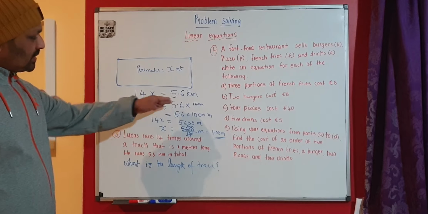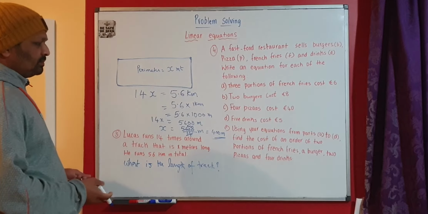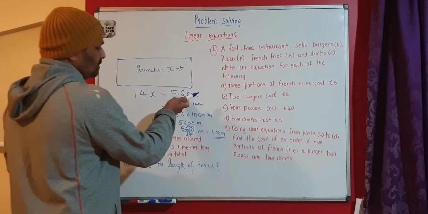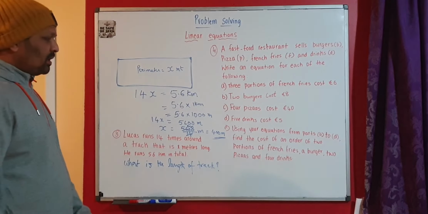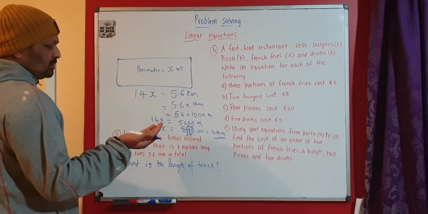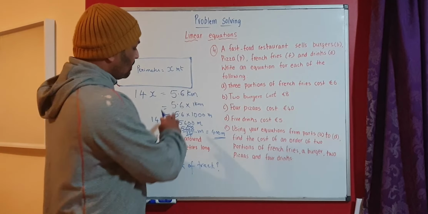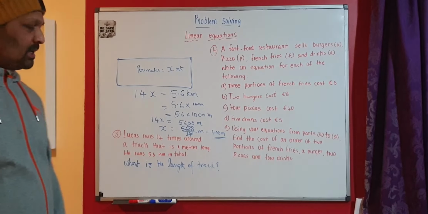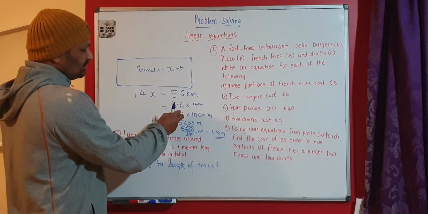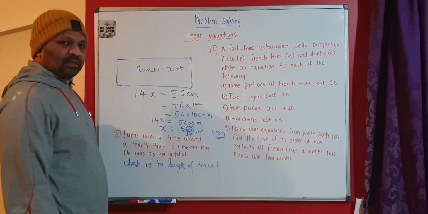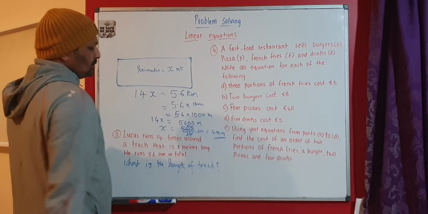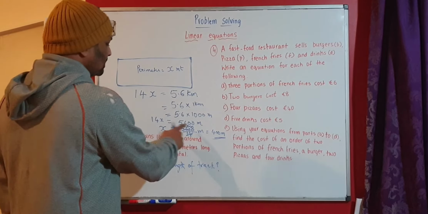You can leave it in kilometers and still do the division. That is also fine. 5.6 by 14, you can do it. Or else if you want to convert to meters, you can also do it. If you keep it like this and do the division, you will get 0.4 kilometers. So whether it is 0.4 kilometers or 400 meters, both are the same. The reason I convert it is because otherwise it becomes a small value and 14 a larger value, so I made it a bigger one here on the right side. So the value of x is 400 meters.